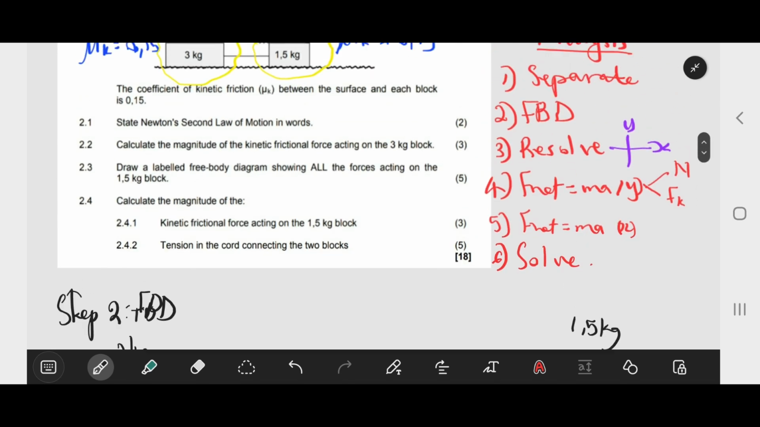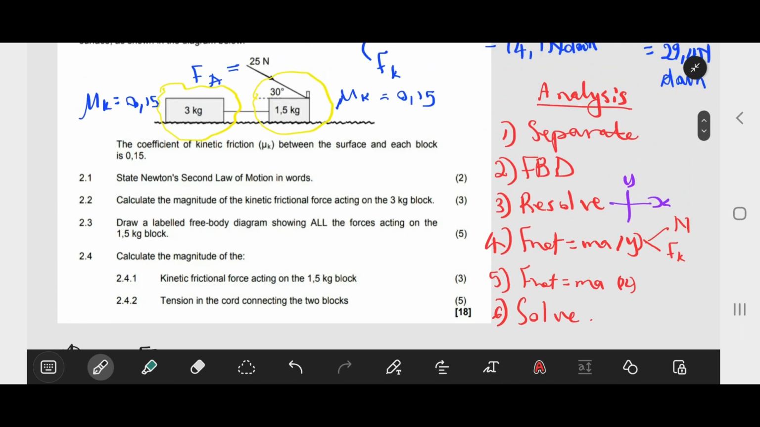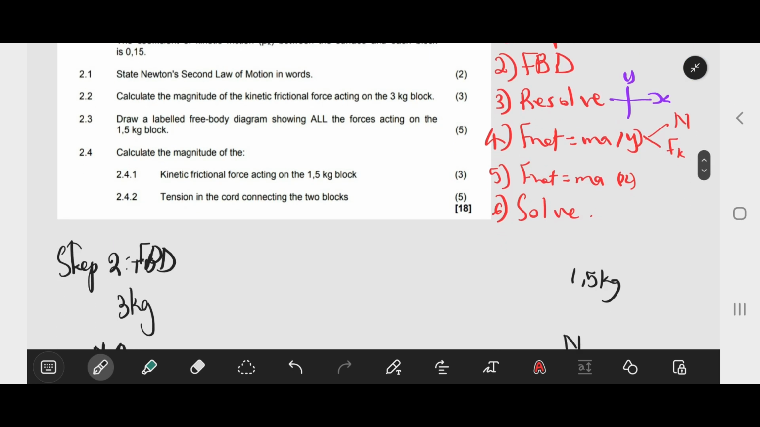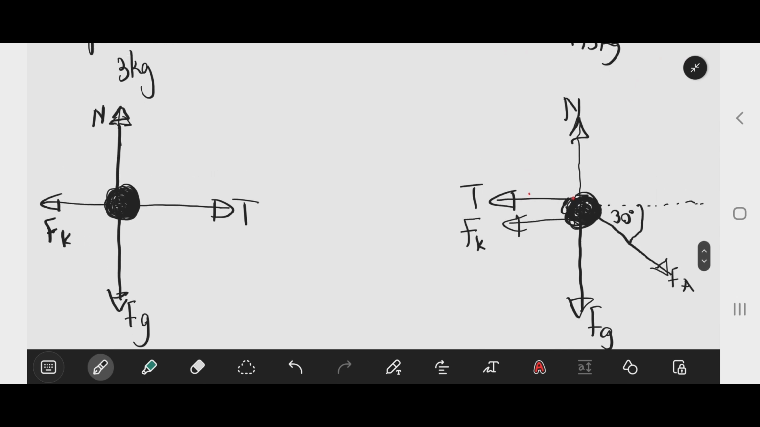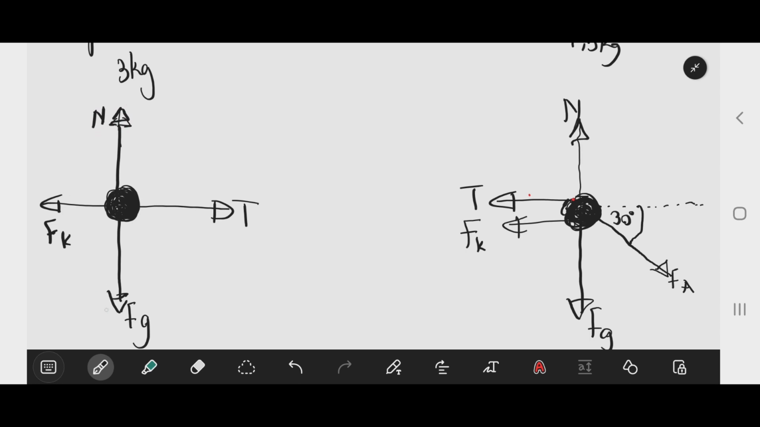So that was step number 2. So let's go to step number 3, which is resolving. Okay, so when we resolve, we have to check the forces which are not in the x direction and the y direction. All right, so we look at the free body diagrams now. Looking at the free body diagram for the 3 kg, you can see that the normal force is in the y direction, okay? So there's no need to resolve the normal force. And Fg is in the y direction, and you have tension which is in the x direction, friction in the x direction. So there's no need to resolve any force in this free body diagram.